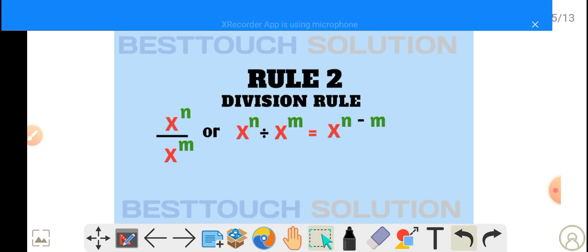Now rule 2, the division rule. If two terms with a similar base have to be divided, the indices have to be subtracted. x raised to power n divided by x raised to power m will give us x raised to power n minus m. You know, x raised to power n is the numerator, while x raised to power m is the denominator, and the index m will be subtracted from n.